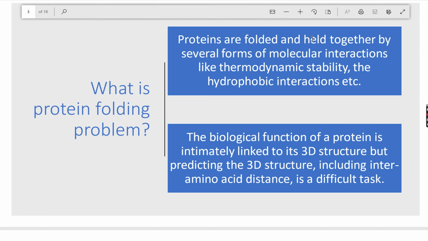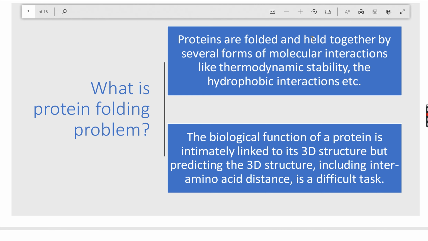The biological function of a protein is intimately linked to its 3D structure, and the prediction of the 3D structure is a very difficult task. Why? Because we can't simply probe into the cells and see how it is. Whenever it is done, we have already disturbed the cell structure.